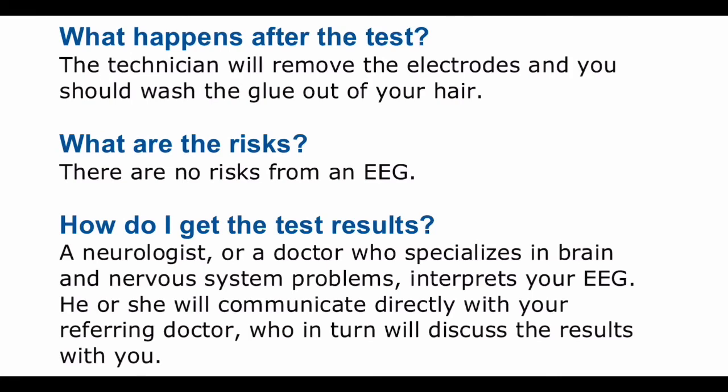And now you have to be wondering, how do I get my test results? A neurologist, or a doctor who specializes in brain and nervous system problems, interprets your EEG. He or she will communicate directly with your referring doctor, who will in turn discuss the results with you. So the technician can't discuss the results with you right away because they are not a certified neurologist and therefore cannot interpret the results and make a definite diagnosis. So it's going to take a while to get your test results.